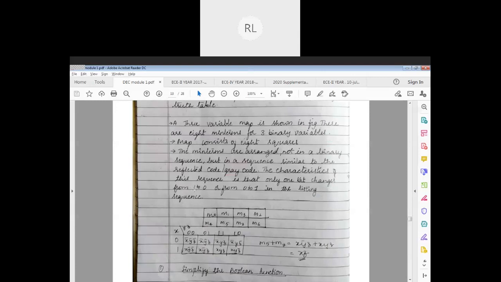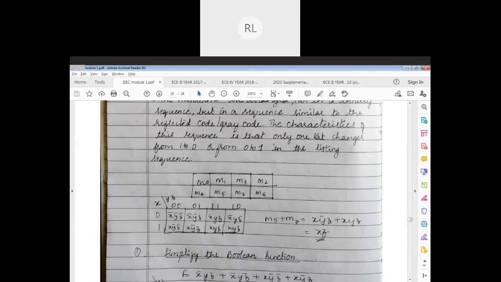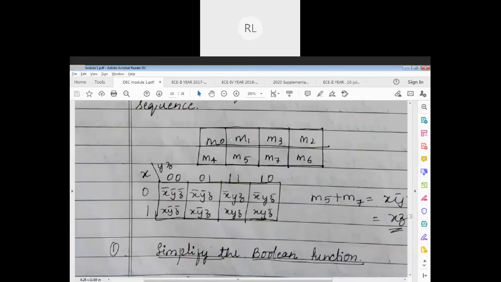The minterms are arranged not in binary sequence but in a sequence similar to the reflected code or Gray code. The characteristic of this sequence is that only one bit changes from 1 to 0 or from 0 to 1 in the listing sequence. Okay, now all of you concentrate here, and we will try to understand how exactly this is done.